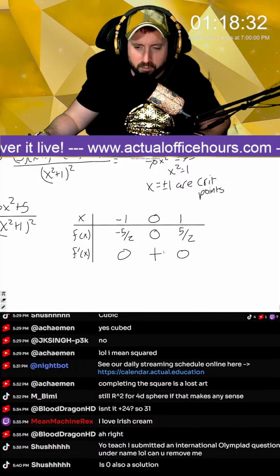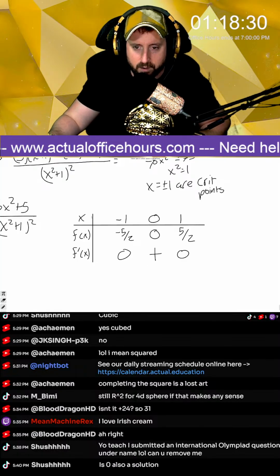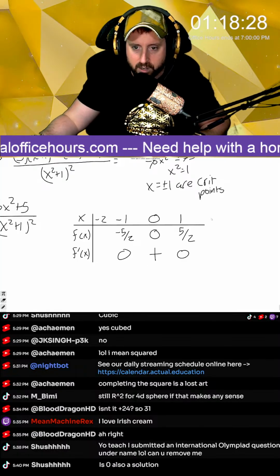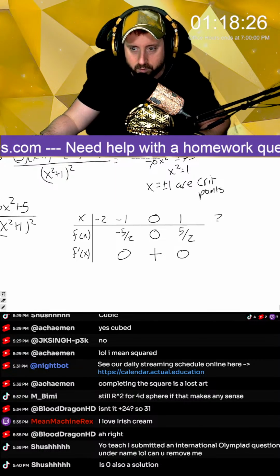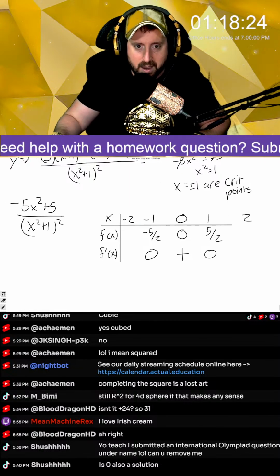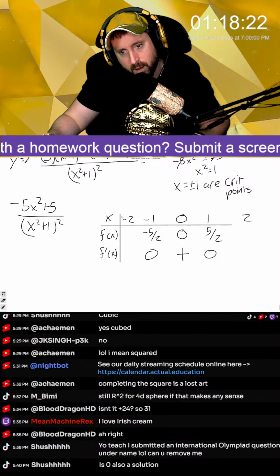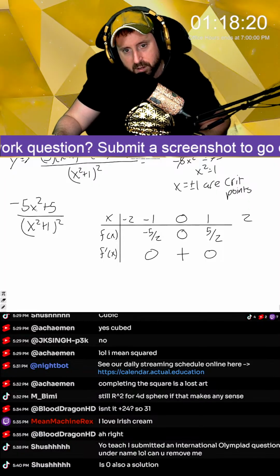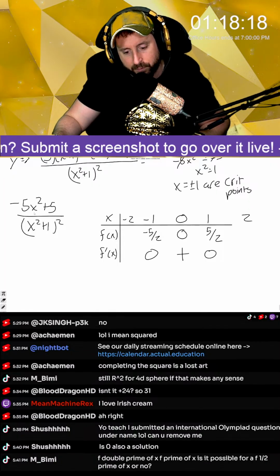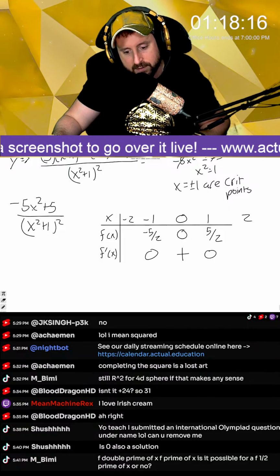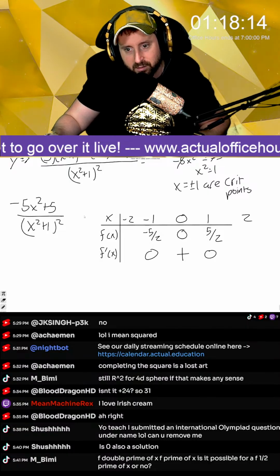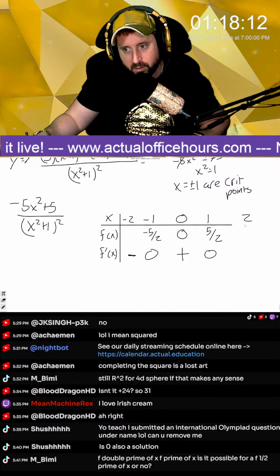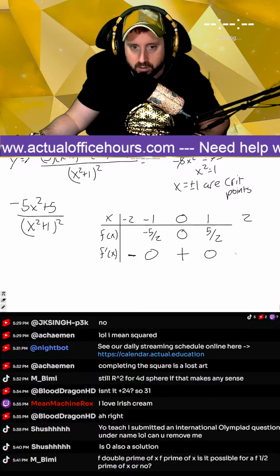Okay, so derivative is positive here. Derivative is negative here. We should check another point. Let's check out at -2, and let's check out at positive 2. At -2, this becomes -2 squared is 4. 4 times -5 is -20. So this is going to be negative. And then at positive 2, same thing. It's also going to be negative.